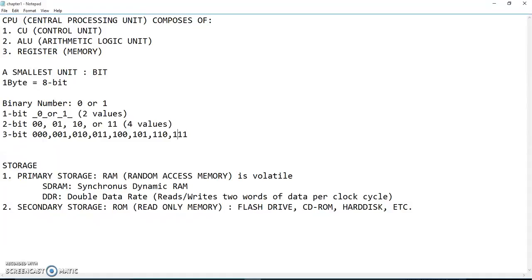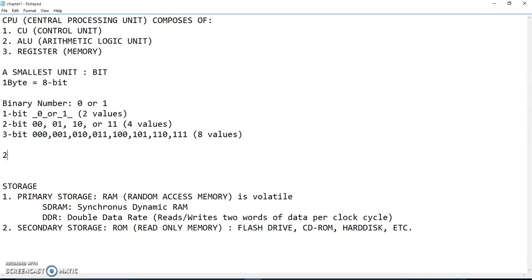If we count 1, 2, 3, 4, 5, 6, 7, 8, right? So this is like a probability, right? 2 times 2 times 2, right? Then you get 8. So we technically can say 2 to the power of n, where n is the number of bits, right? So for example, if I have 1 bit, 2 to the 1 is 2. 2 bits, 2 to the 2 is 4. 3 bits, 2 to the 3 is 8.